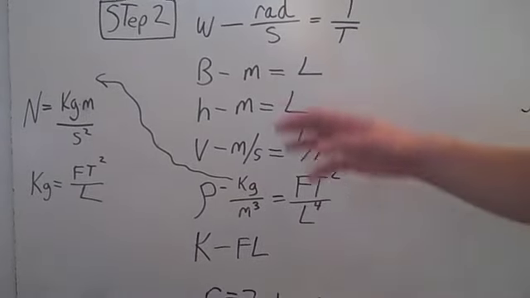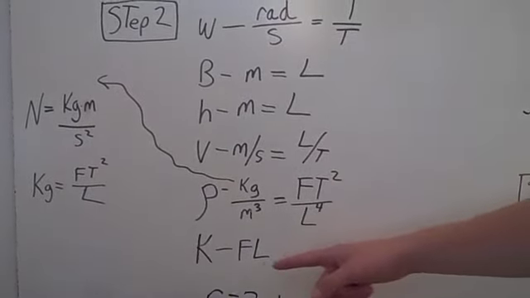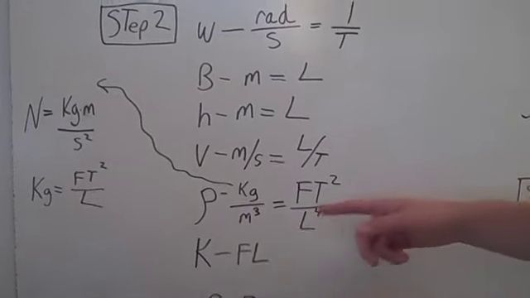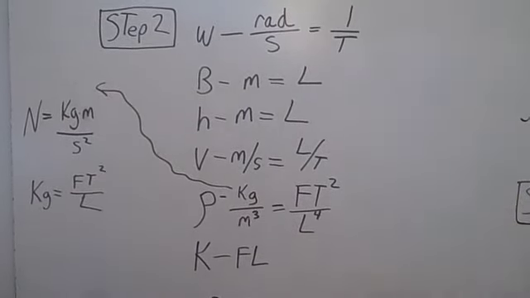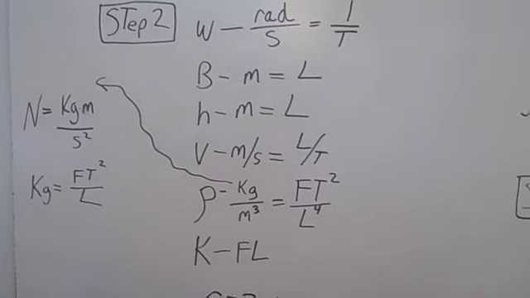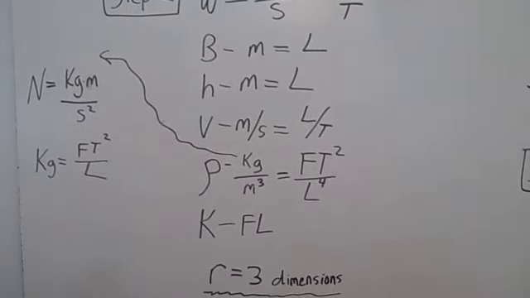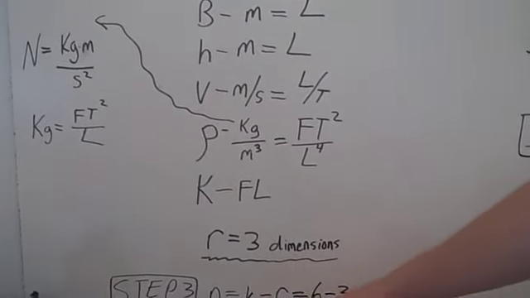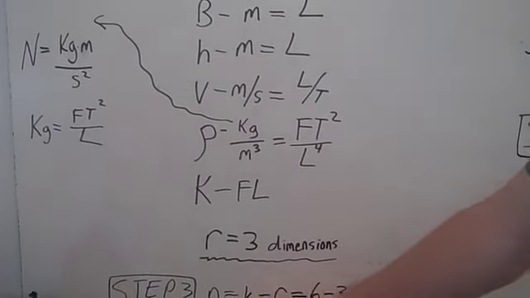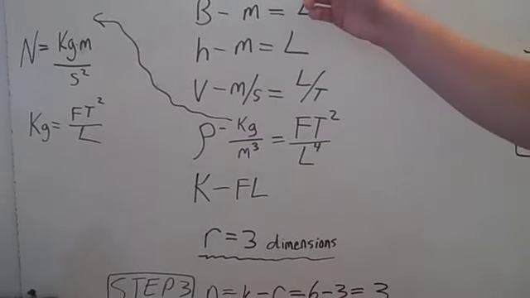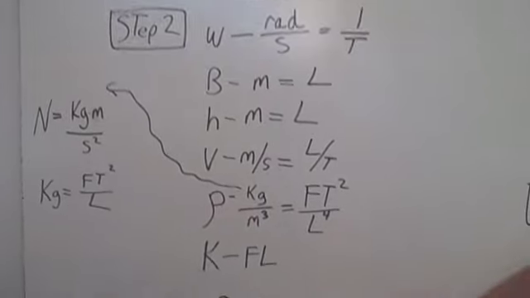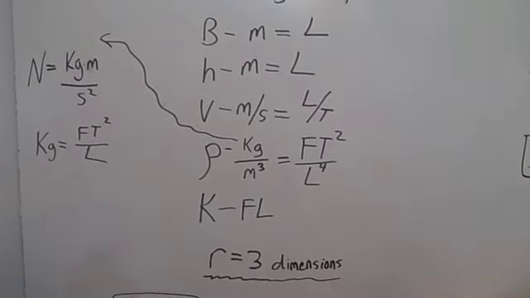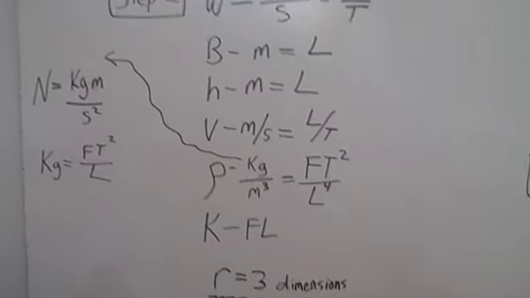And as you look through these, you count the number of dimensions. We have force, we have length, and we have time, so there are 3 dimensions. Step 3. Determine the number of dimensionless pi groups. To determine the number of dimensionless pi groups, which we denoted as n, you take the number of variables, subtract the number of dimensions. So 6 minus 3 is 3 dimensionless pi groups.